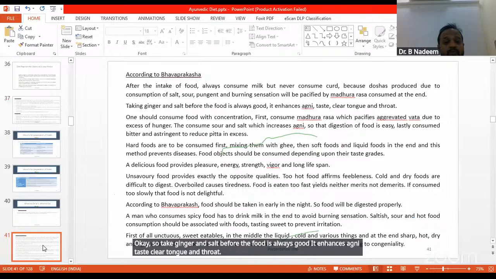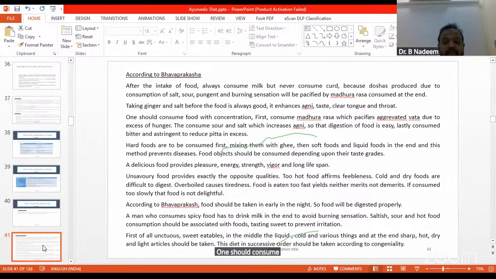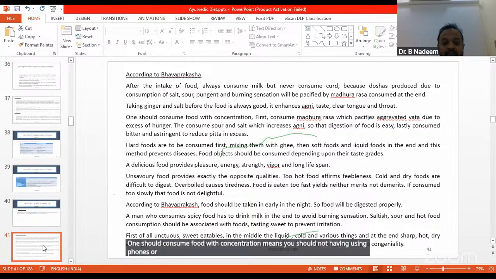One should consume food with concentration. Means you should not be using phones or talking, laughing. You should not have those kinds of things. The food should not be consumed in that way as we are doing in today's generation. So it should be consumed with concentration.